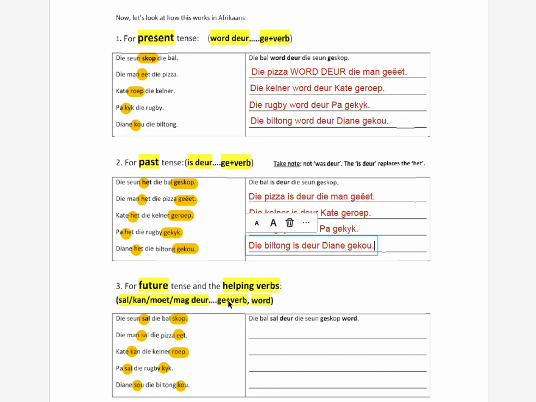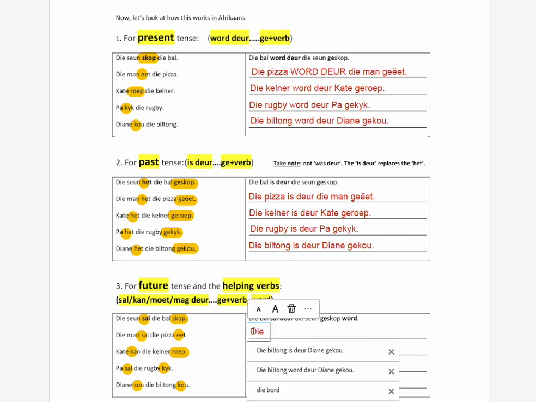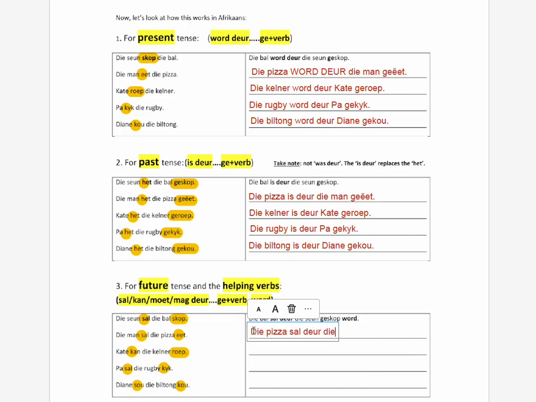And then you have a ge and then word at the end. So you'll see here, die seun sal die bal skop. So we start with your object, die bal. Sal, and then you put your deur in. Deur die seun geskop word. Good. So let's do this again. And here we go. Die pizza sal deur die man geëet word.